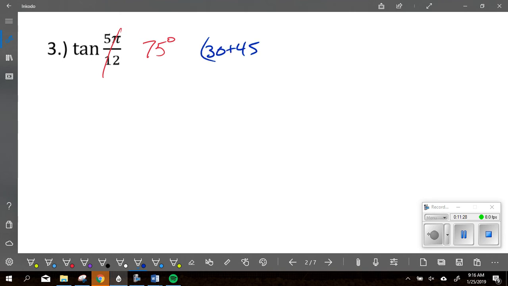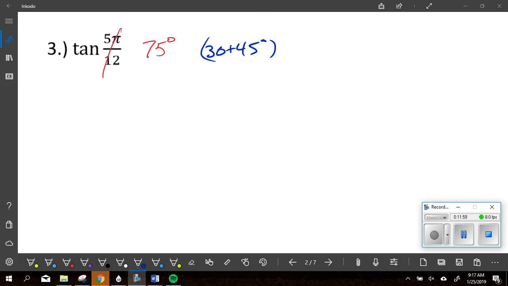Don't pick this one. You totally can pick 30 plus 45, okay? But we don't want to pick 30 plus 45, and let's look at why. It was tangent of 30. Here's why you don't want to pick 30 plus 45. Look at the unit circle. Do tangent of 30 degrees. What is tangent of 30 degrees going to get you?